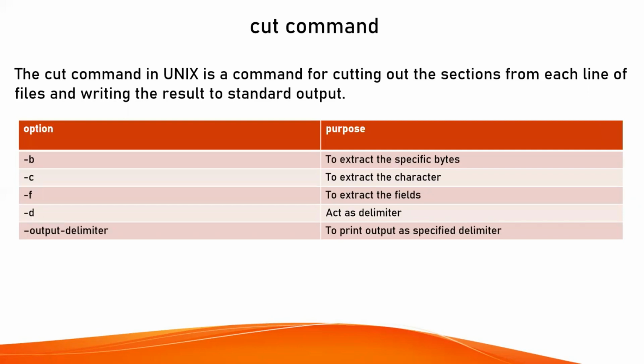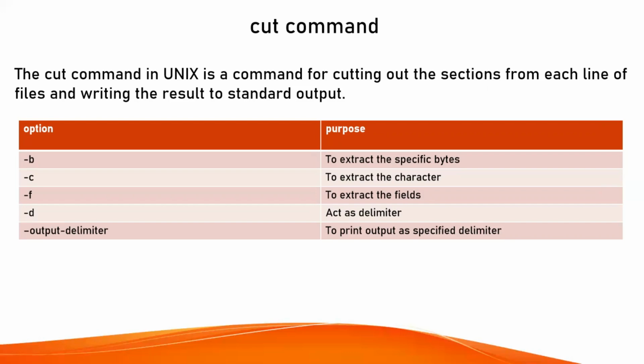Moving to our next command, the cut command, and cut is one of the important commands when you are dealing with files in Unix. The cut command in Unix is the command for cutting out sections from each line of files and writing the result to standard output. So here are certain options with the cut command. -b to extract specific bytes from the file, -c to extract characters, -f to extract fields. It's nothing but extracting the columns.